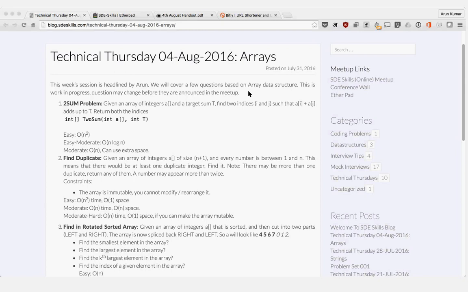Yeah, that's actually correct. That's definitely the solution, the O of n solution. Yes, that's O of n with extra space. Now, what I'm really curious about is the hard one.